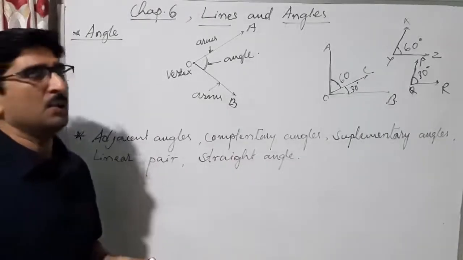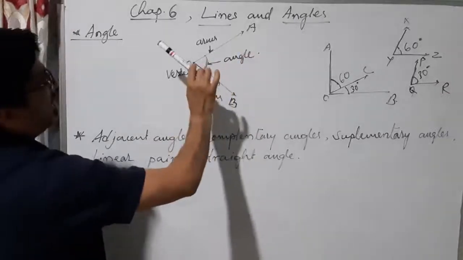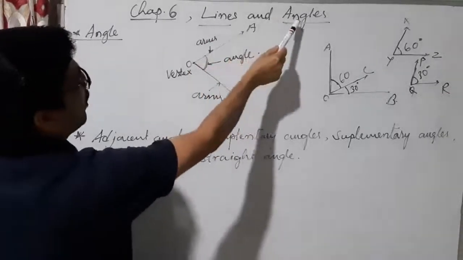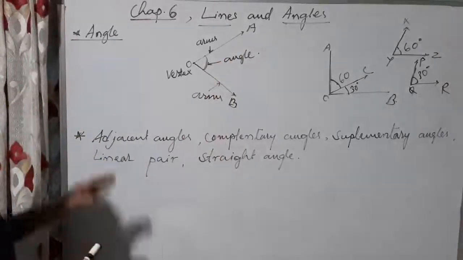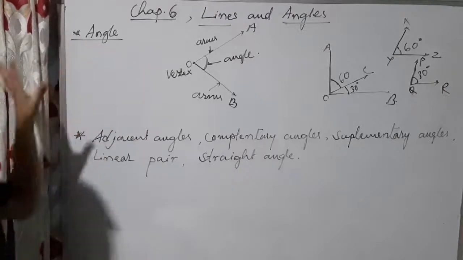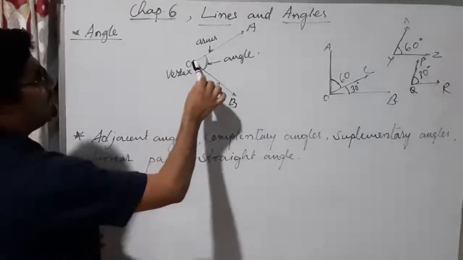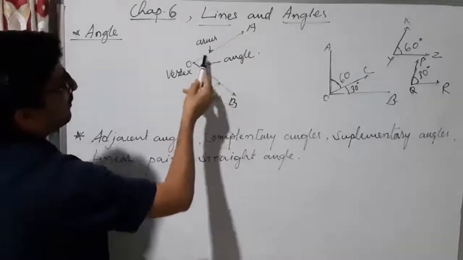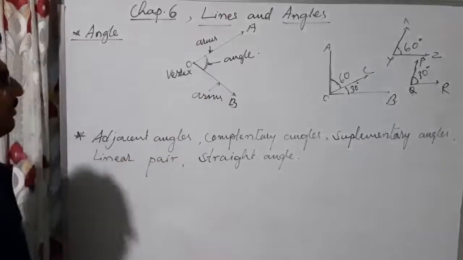So the name of the chapter is lines and angles. We are very clear that we have to understand about angles and lines, this only. The first part I have written here is angle, and we try to understand what an angle is and how an angle is formed. When two rays meet at a point, or two rays come out from a point, then an angle is formed. That part we learned already.